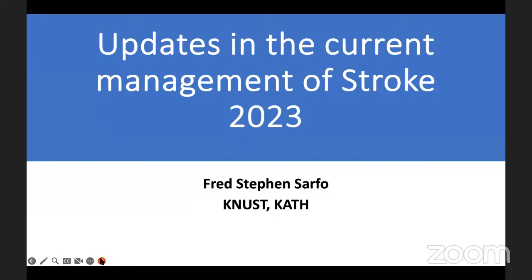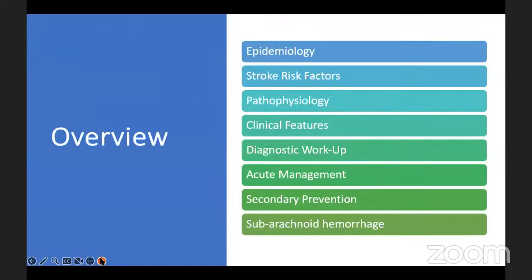So I'm happy to share with you updates on the management of stroke. This is just an overview of what we'll be touching on: risk factors, pathophysiology, clinical features, diagnostic workup, acute management, secondary prevention, and I'll touch on subarachnoid hemorrhage.